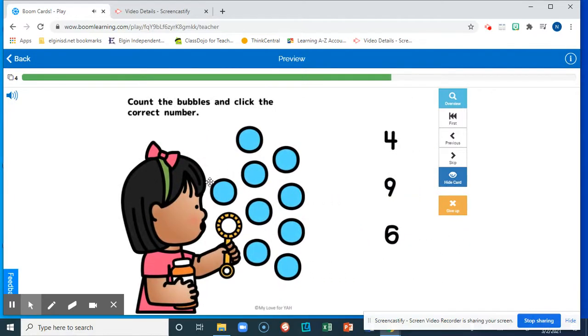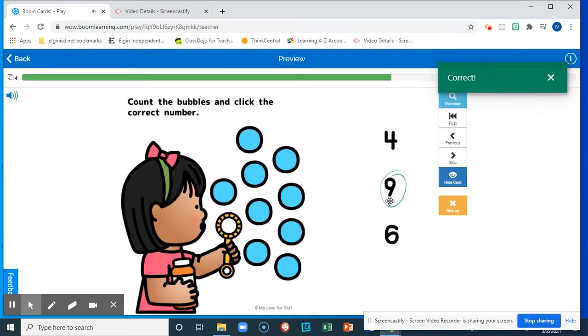Oh my gosh, we got more bubbles. So let's count. 1, 2, 3, 4, 5, 6, 7, 8, and 9. So which one is number 9? Top, middle, or bottom? Number 9. This is number 9. Well, what number is this then? That's number 6. What about this one? That's number 4. We have 9 bubbles, so we're going to click on number 9.